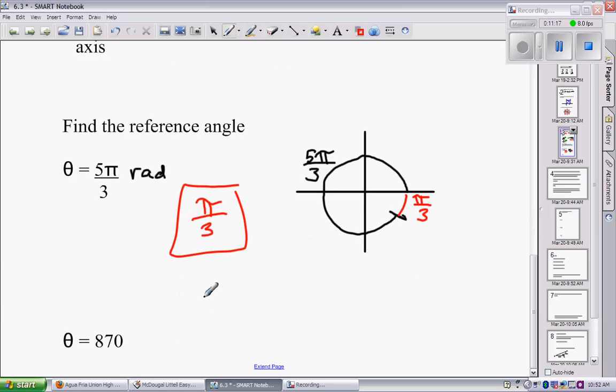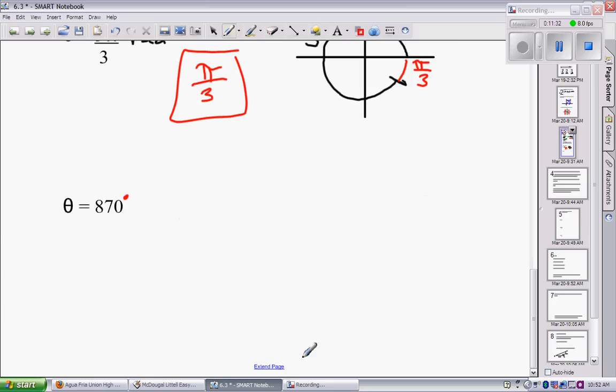So, what if theta is given to us in degrees? We have theta being 870 degrees. We need to get this down in between 0 and 360. So, 360 is subtracted. Take away another 360. And you get 150 degrees.